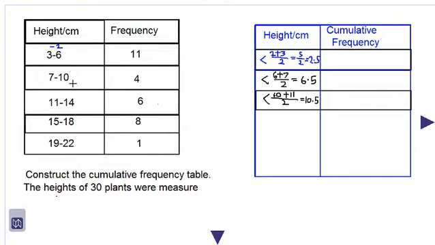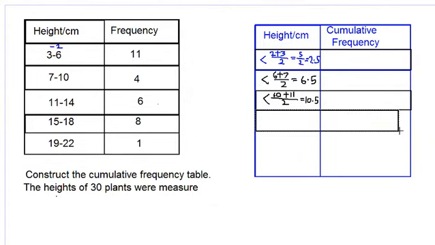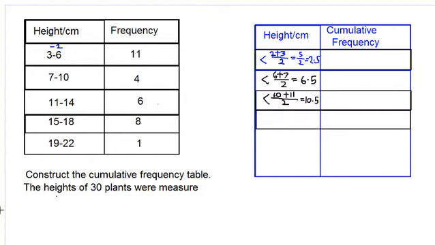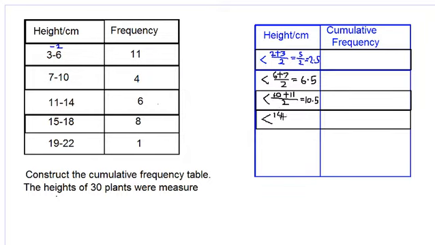Okay, so we move on to the class 11 to 14 now. And we add 14 to 15. So we will have less than 14 plus 15 over 2, which is less than 29 over 2, which is equal to 14.5.